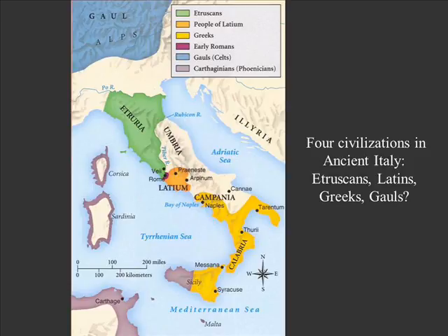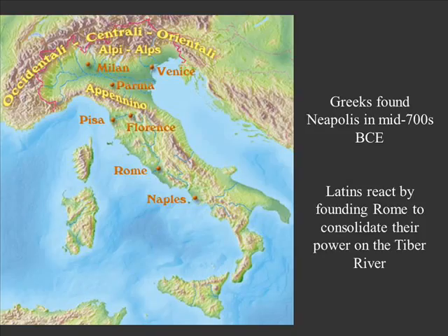But when the Greeks continue moving up the peninsula, the big Greek city that gets founded, that gets built, is today called Naples. The original Greek word was Neapolis. And when the Greeks found Neapolis in the 750s BCE, that scares the Latins, because the Latins start feeling that the Greeks are kind of marching north up the coastline, and they're getting closer and closer to the Latin areas.